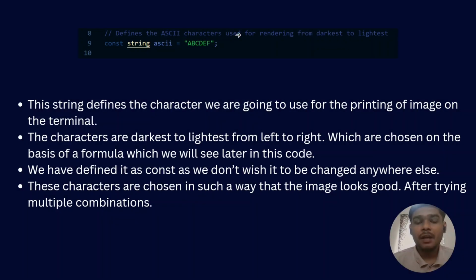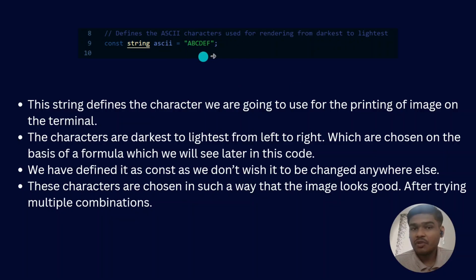Used for rendering the image from darkest to lightest. So the first thing we have defined here is a string which is A B C D E F. We will be using all these ASCII characters in our code to print the image on the terminal. Like all those pixels will be printed in the form of these ASCII characters. So this string defines the characters we are going to use for printing the image on the terminal. These characters go from darkest to lightest, left to right. Means A will be used for the darkest pixel and F will be used for the lightest pixel, which are chosen on the basis of a formula, which we will see later in this code.